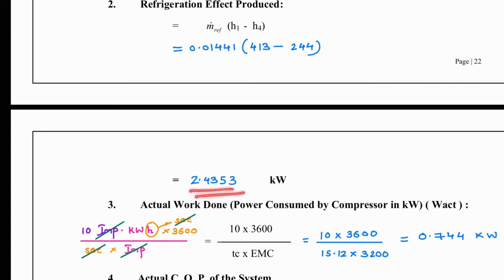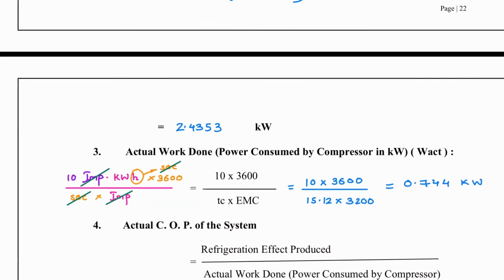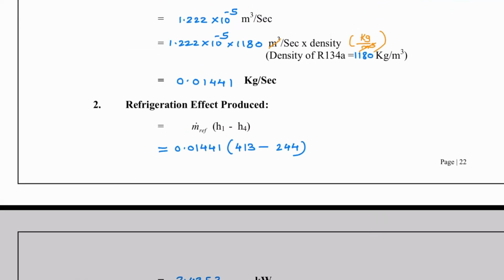It is 2.4353 kilowatt. Now next we will calculate the actual work done, the power consumed by the compressor in kilowatt. For this W actual equation, how did we take the reading? We had used an energy meter.